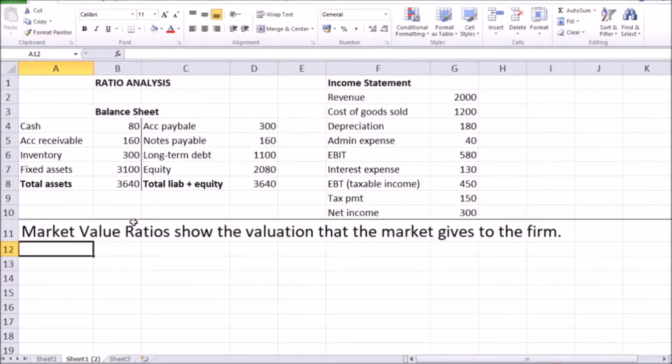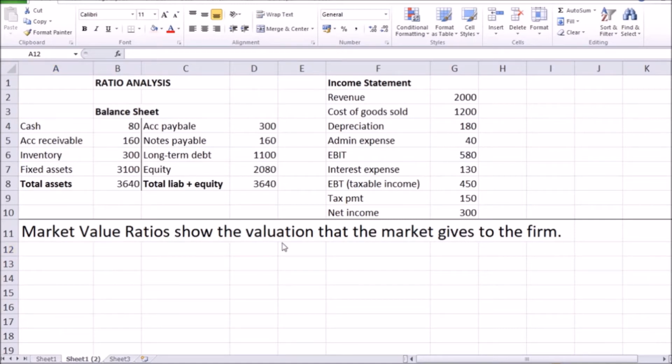Next, let's have a look at the market value ratios, which show the valuation that the market gives to the firm. So what do we mean by the market giving the valuation to the firm? What I mean by this is we are taking into account all the traders and investors that might be buying and selling the shares of the company or perhaps considering investing in the company. All of that activity creates the value per share, or some sort of a value that all of those market participants perceive in owning some part of that company.